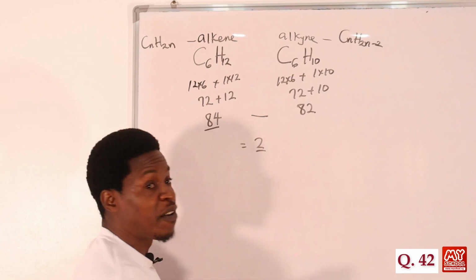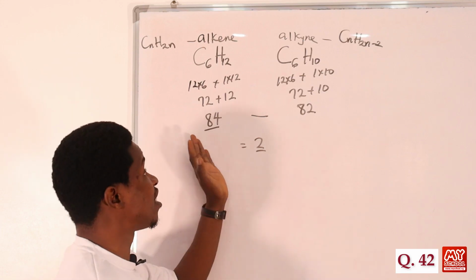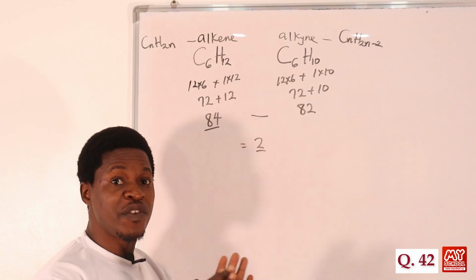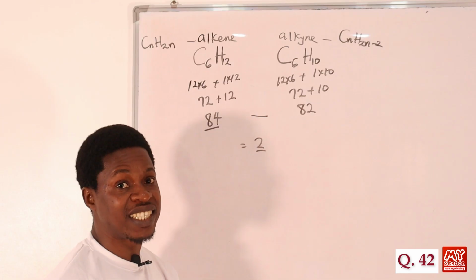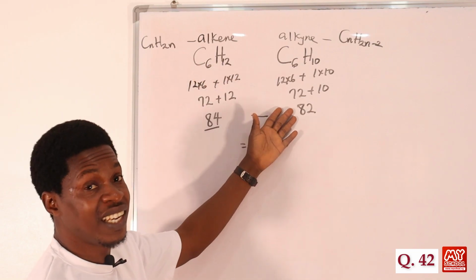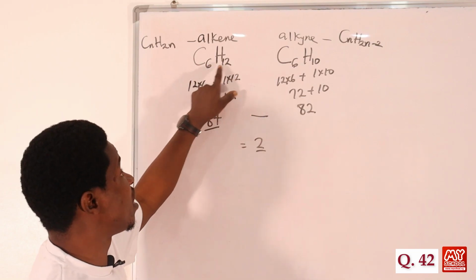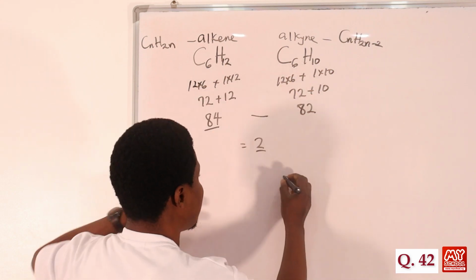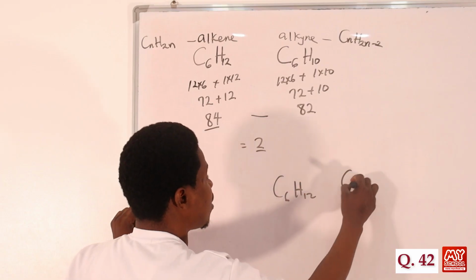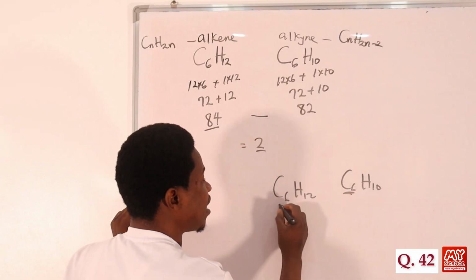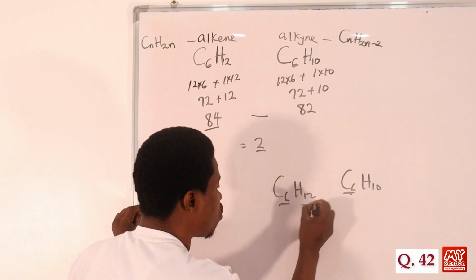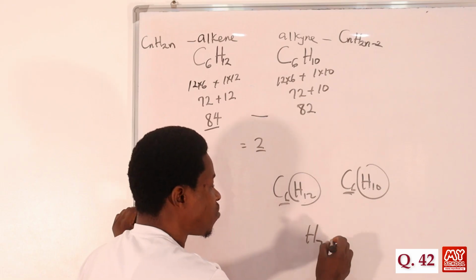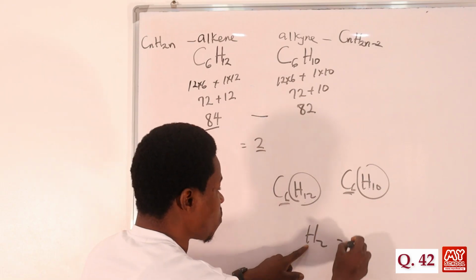That is 2. Now, for the sake of exam, this is just to explain what the difference is. To make it easier, because we are looking for the fastest way to solve your questions and get accurate answers, you don't need to go through all this route, okay? If you understand the difference between the homologous series, we have C6H12 and C6H10. So we just have H12 and H10. H12 minus H10 is what? That's H2. That's all.